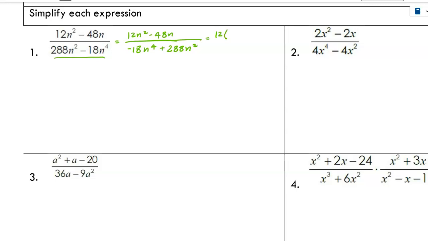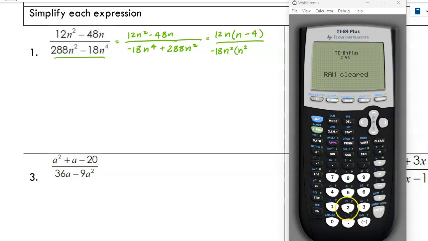So the numerator, we have a 12 and an m for our common factor. And I think we determined that was a 4. And then negative 18 n to the second. And I think that is n to the second. Okay, 288 divided by 18. It goes in 16 times. Okay, so we have a negative 16.